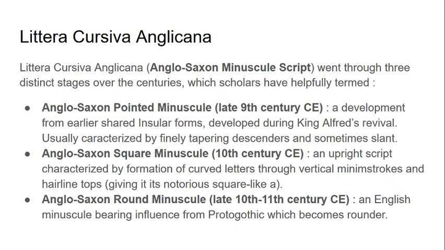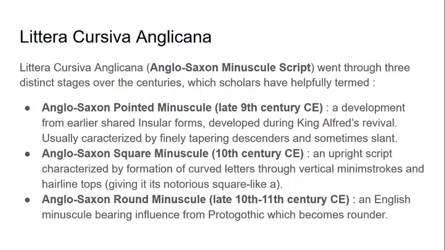So now let's look at the main script in which Old English is written, and this is Anglo-Saxon minuscule script, and it went through 3 distinct stages over the centuries. Notice that what I'm calling Anglo-Saxon minuscule script here is the same as insular minuscule script. It's the same script as the Irish used, but there are 3 Anglo-Saxon varieties of it which developed over the 3 centuries of Anglo-Saxon large-scale vernacular literary culture.